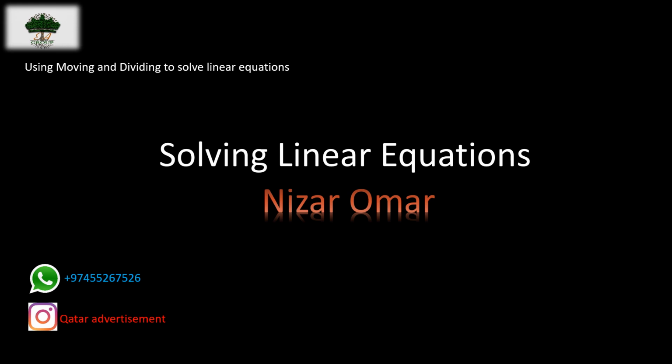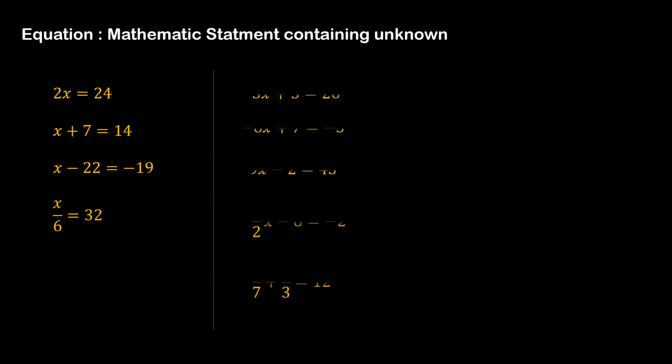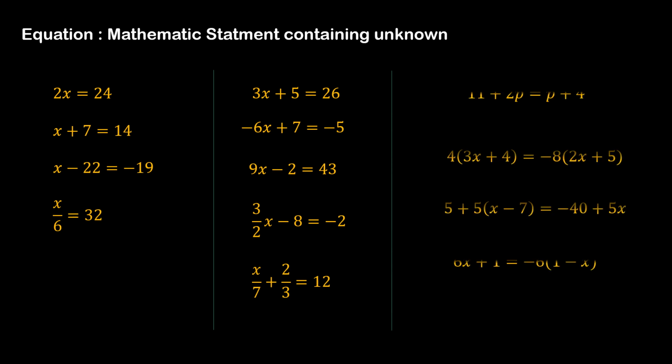We will use moving and dividing to solve any linear equation. An equation is a mathematical statement containing an unknown, and we have many different types of equations. We have linear equations, quadratic equations, cubic equations, and so on. So in this video, we'll talk about linear equations. Linear equations can be written with one operation like this, or with two operations like this one, or with an unknown on both sides like this example. So we have many different linear equations.